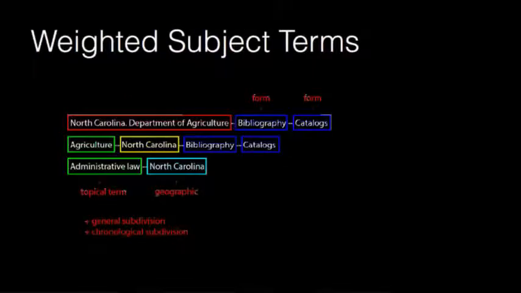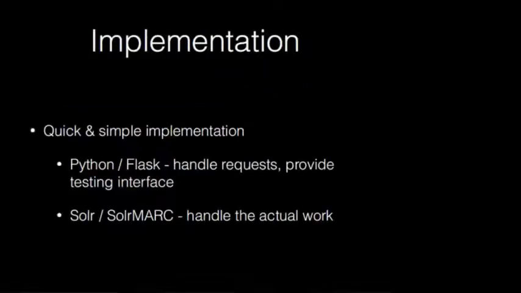And finally, this one's a lot similar to the last one, but each subdivision in a subject heading has a specific category associated with it. So there's format, topical term, geographic, general subdivisions, and chronological subdivisions. So in this one, we're able to assign a different weight to each one, depending on subject or user needs or something like that. So the implementation, it was really quick and simple to implement this.